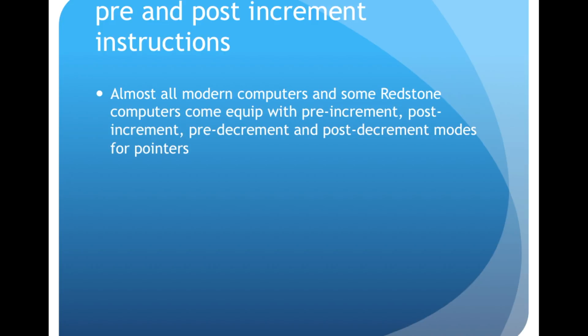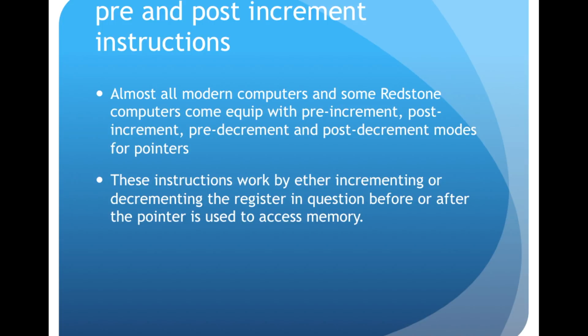Pre- and post-increment instructions are basically instructions where you will use a pointer, and after you take the information from memory, you're going to either increment or decrement the register that you called it with. Sound familiar? Well, it should sound familiar because this is exactly what you need to do when you're using a stack or a queue. Or mostly a stack, but it makes sense, right?